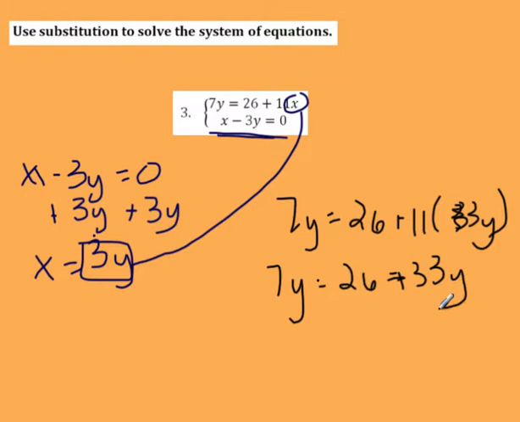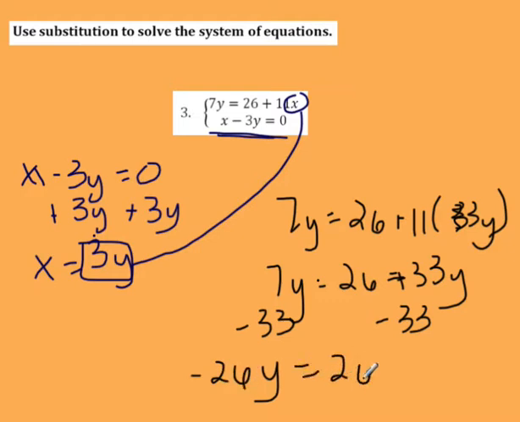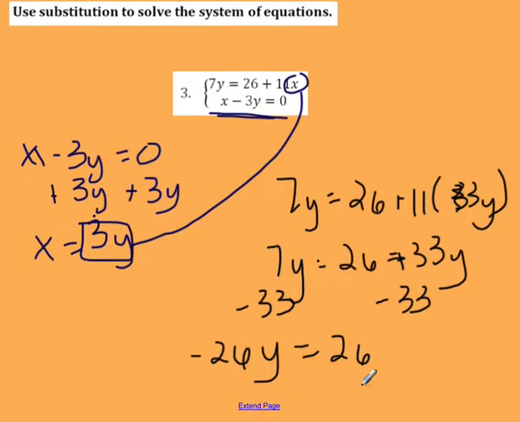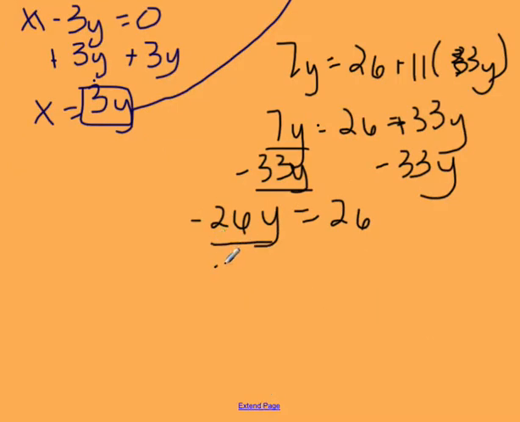Now I'm going to subtract 33y from both sides. So then I get negative 26y is equal to 26. That's just when I did 7y minus 33y, you get negative 26y. Now I'm going to divide both sides by negative 26. So I get that y is equal to negative 1.